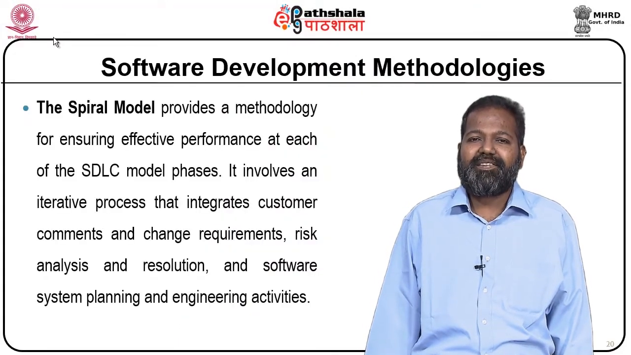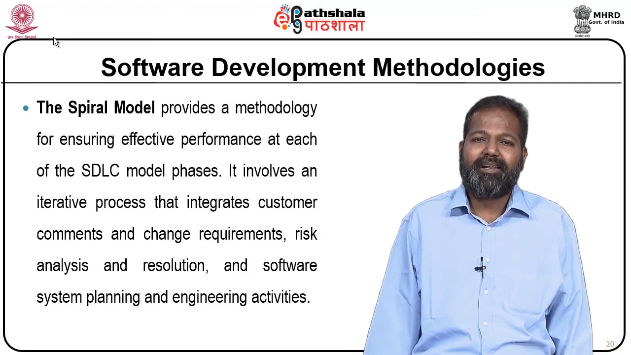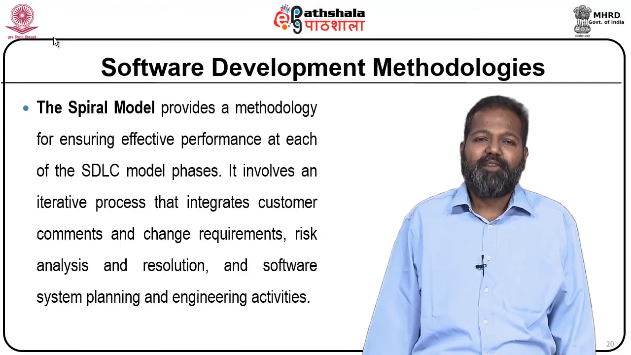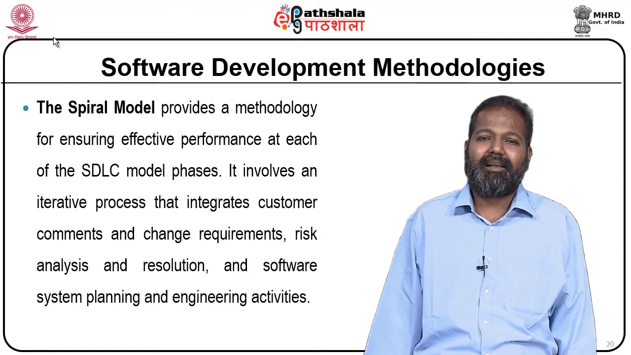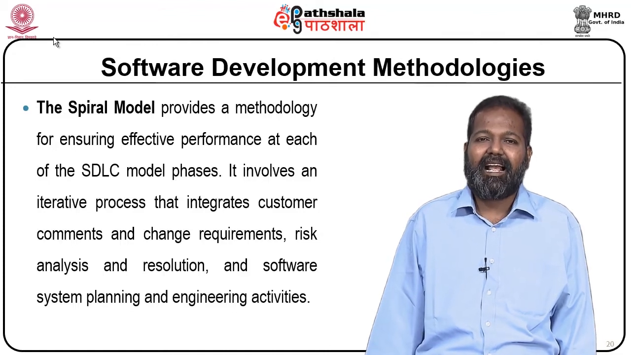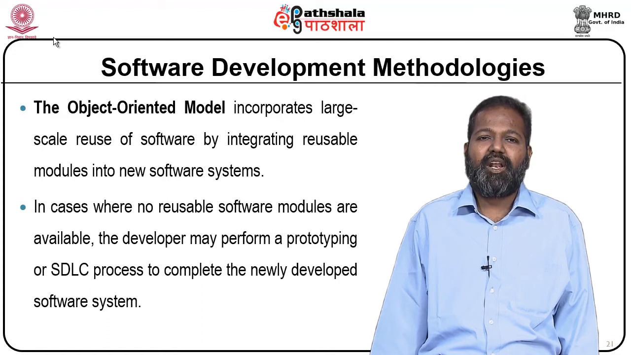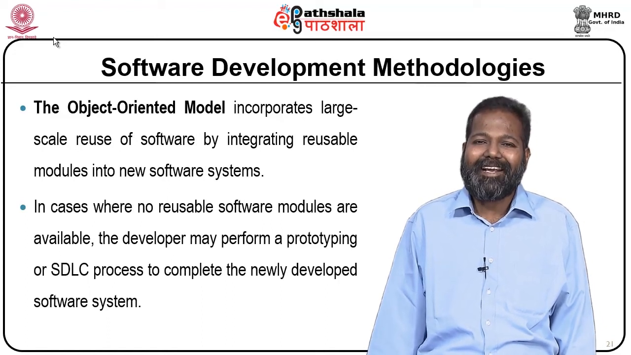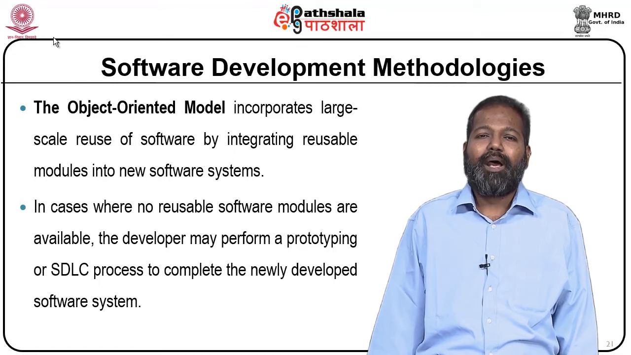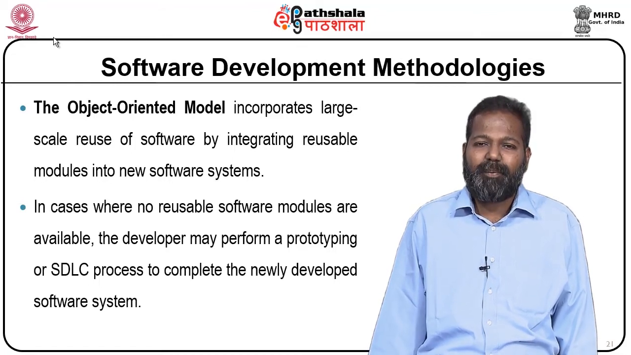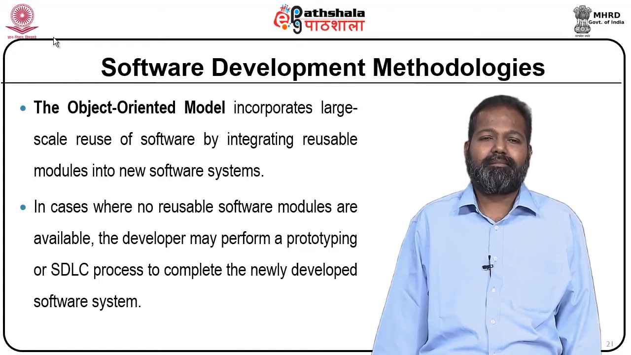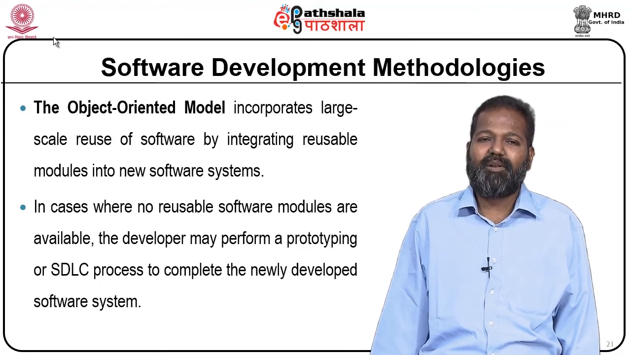The spiral model provides a methodology for ensuring effective performance at each phase of the software development life cycle. It involves an iterative process that integrates customer comments and changing requirements, risk analysis and resolution, and software system planning and engineering activities. The object oriented model incorporates large scale reuse of software by integrating reusable modules into new software systems. In cases where no reusable software models are available, the developer may perform a prototyping or SDLC process to complete the newly developed software system.